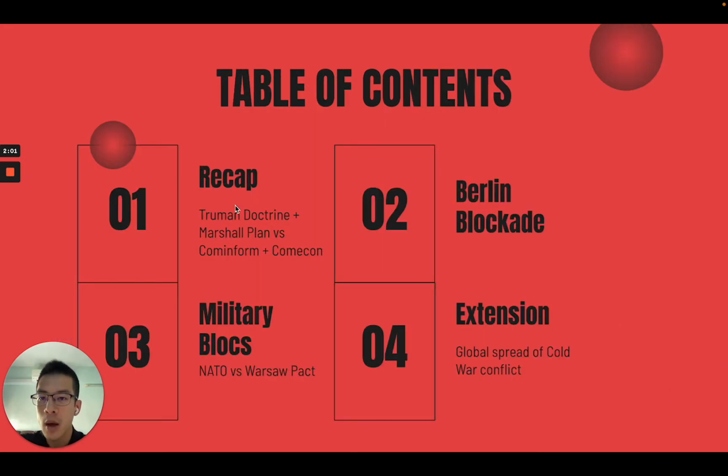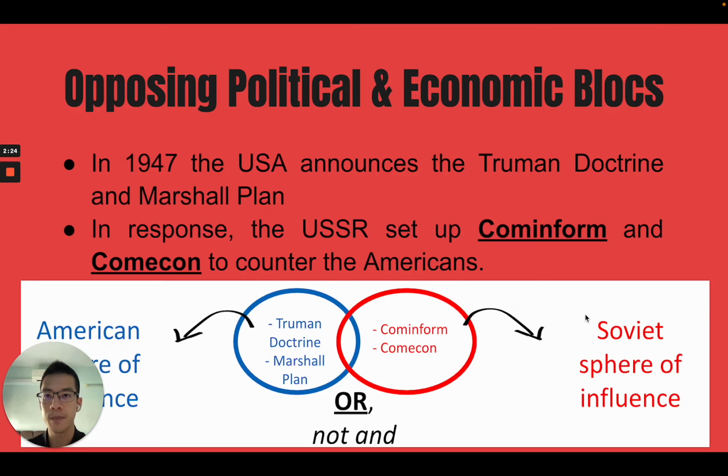First, I'm going to recap the Truman Doctrine and Marshall Plan and how the Soviets or Stalin formed the Cominform and Comecon in response. Next, we'll be looking at this episode called the Berlin Blockade. In the third part of the lesson, we'll look at the military blocs. The ones that the Allies or the Western European powers formed was called NATO, and the ones that the Soviets and the Communists formed was called the Warsaw Pact. And finally, we look at how it extended to become a global conflict.